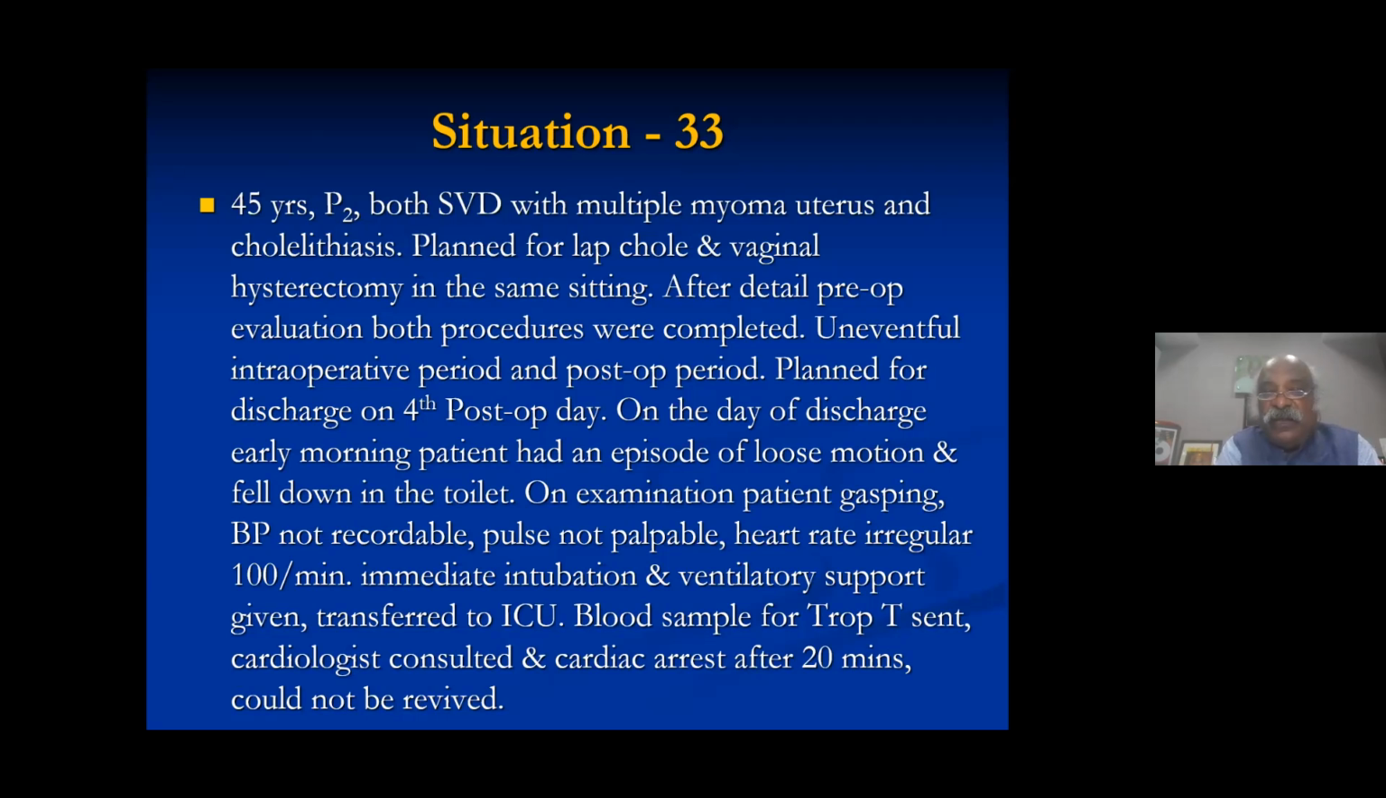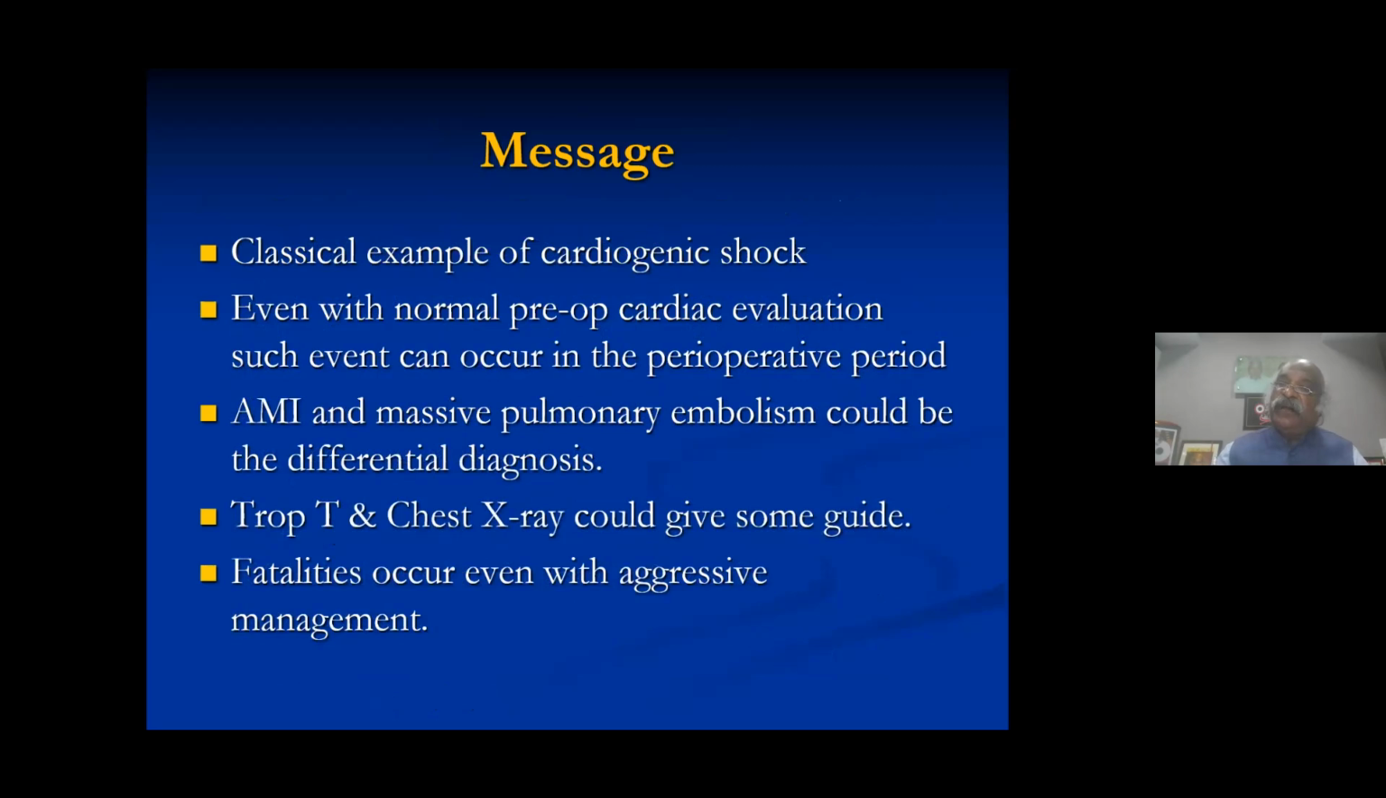On the 4th post-op day, the day of discharge, early in the morning, the patient had an episode of loose motion and fell down in the toilet. On examination, the patient was gasping. BP not recordable, pulse not palpable, heart rate irregular, 100 per minute. Immediate intubation and ventilator support were given, and she was transported to the ICU, and a blood sample was sent for TROP-T. The cardiologist was consulted, and she had a cardiac arrest after 20 minutes and could not be revived. Later, the report came as TROP-T positive. So, a classical example of cardiogenic shock.